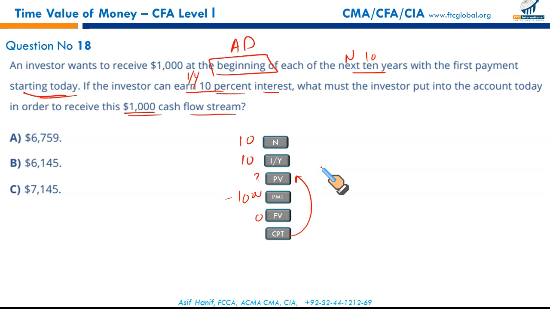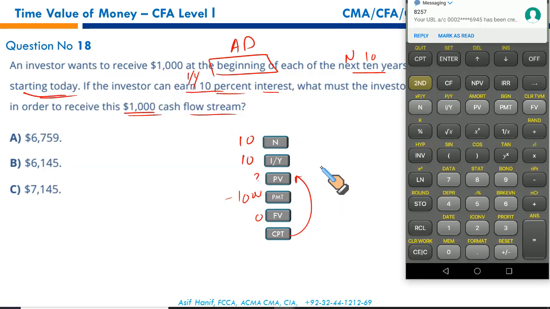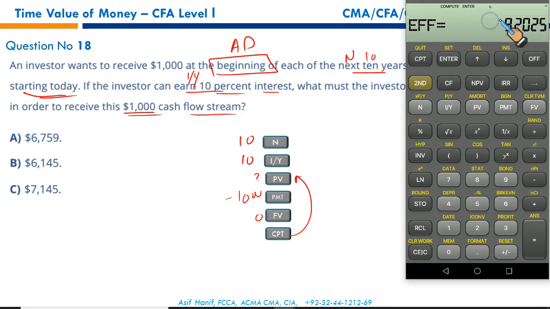Now, you don't just simply punch in the numbers. You will have to first shift your calculator. Second, PMT, beginning mode. It's an annuity due question, gentlemen. So second, quit. Now enter 10 as N, 10 as interest rate.